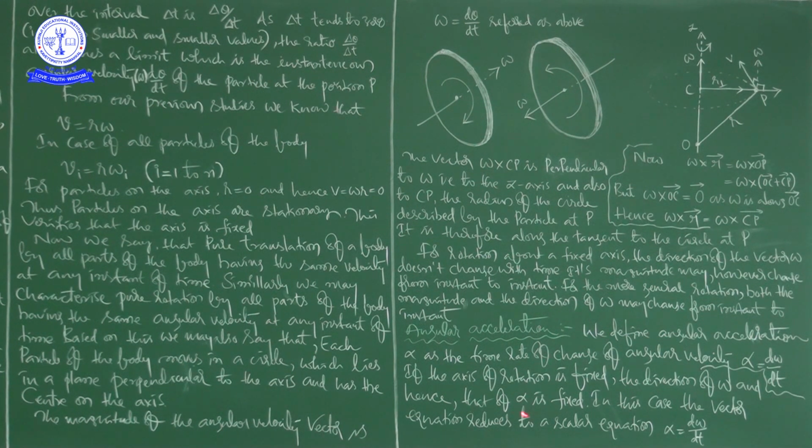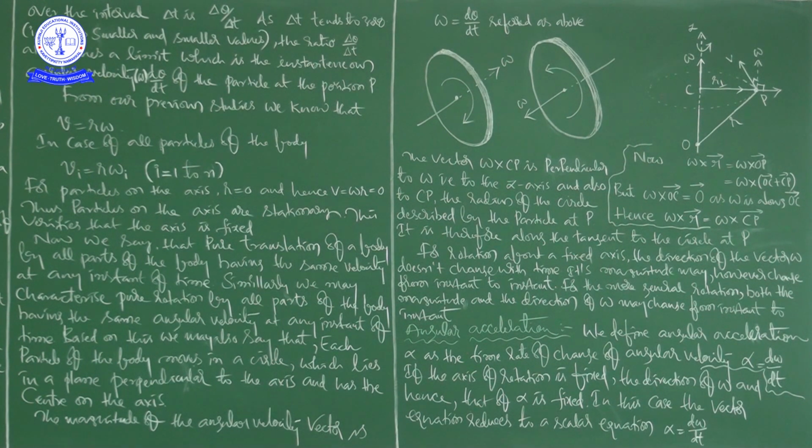Next, angular acceleration. If you know linear displacement, how can we find linear velocity? Similarly, now we have angular velocity. Angular acceleration is the rate of change of angular velocity, as a scalar quantity. That is, alpha is equal to d omega by dt.